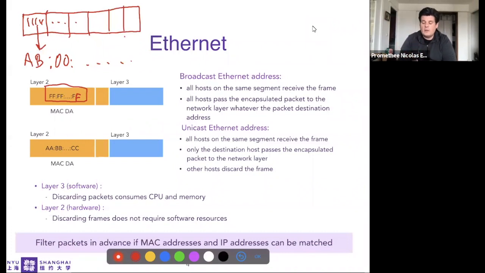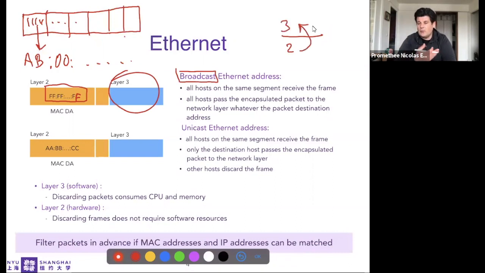But what we mean by using the broadcast is that the packet will be passed by any device to layer 3. So I cannot filter the frame based on the MAC address, because I'm using the broadcast, and the frame should be passed to layer 3 by everybody else.